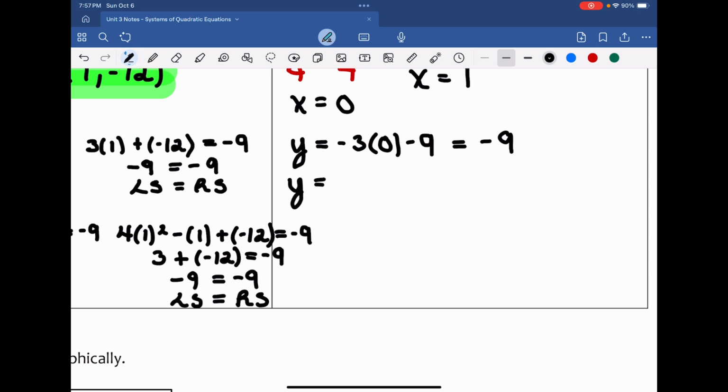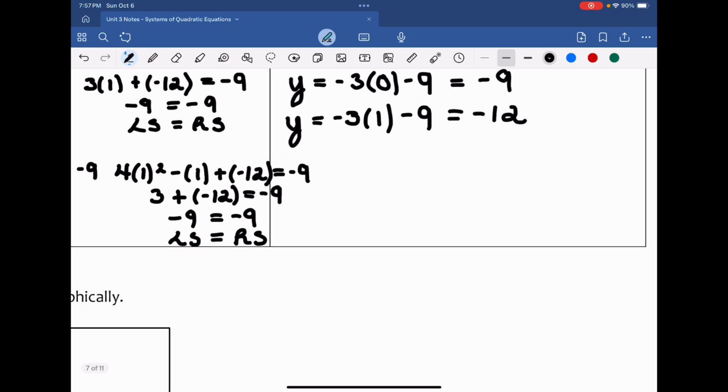Our second y value is going to be y is equal to negative 3 times 1, and then minus 9. This gives us negative 3 minus 9, which is negative 12. Hey, look at that. We get the same y values.